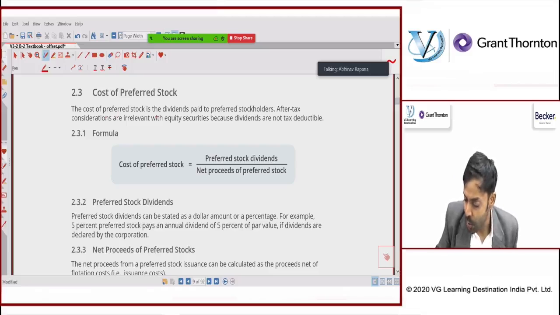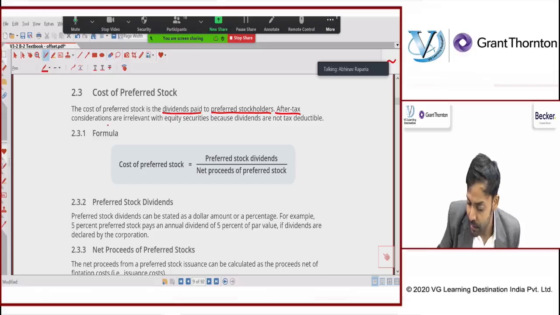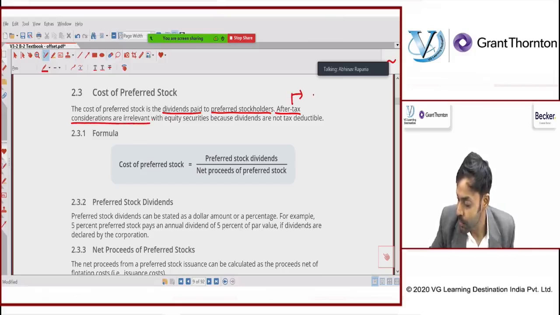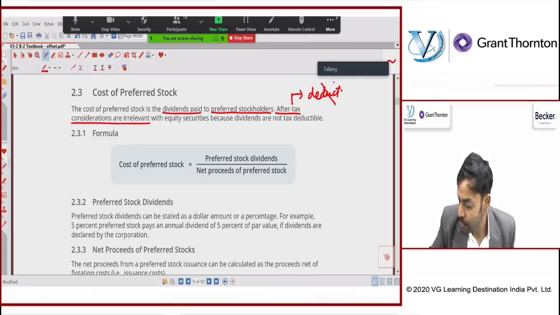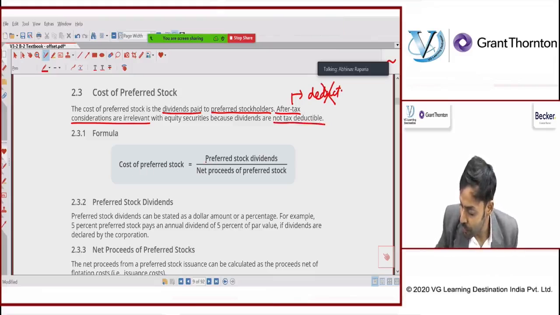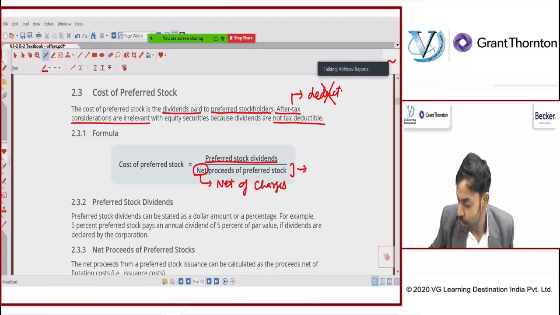Okay, so the cost of preferred stock is the dividend paid to the preferred stockholders, and after-tax considerations are irrelevant here. Why? Because it is not a tax-deductible amount, right? That's why it's irrelevant here. What is the formula for that? The cost of preferred is going to be preferred stock dividends divided by net proceeds. This is important. It is going to be net of charges. Whatever charges are incurred, it is going to be net of those charges. So it is again going to be the net cash flow.